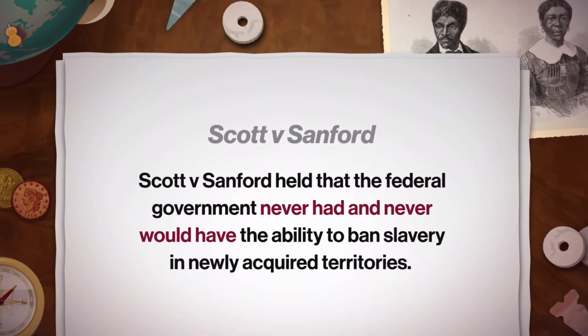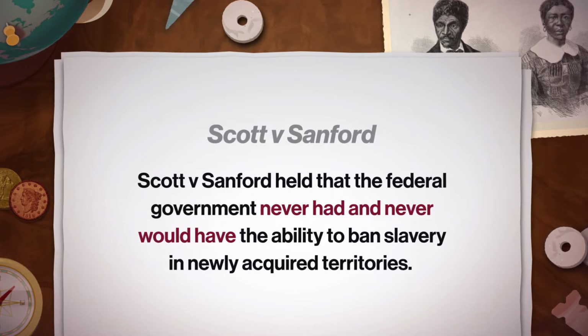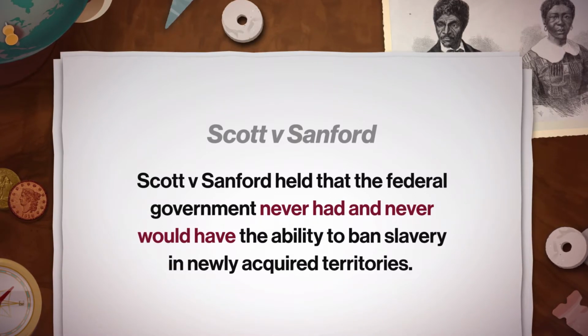Scott v. Sanford held that the federal government never had and never would have the ability to ban slavery in newly acquired territories. It illustrated Republicans' worst fears that slavery wasn't going anywhere anytime soon and was actually protected by a dominant slaveholding power in Congress, the White House, and now apparently the Supreme Court. And it disheartened the moderates in Congress who still hoped that a compromise over slavery was possible.